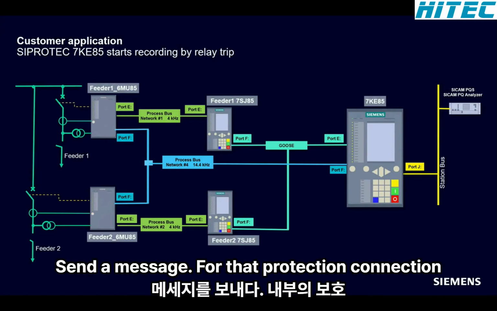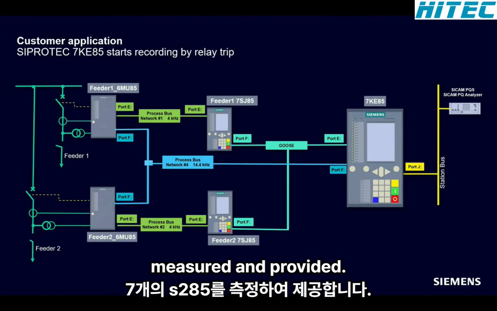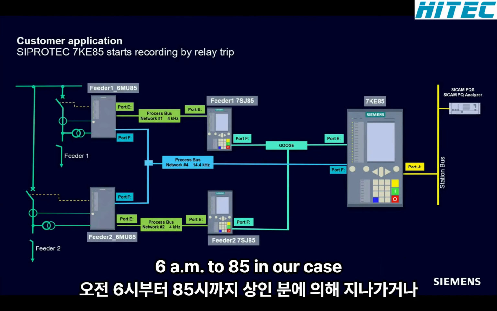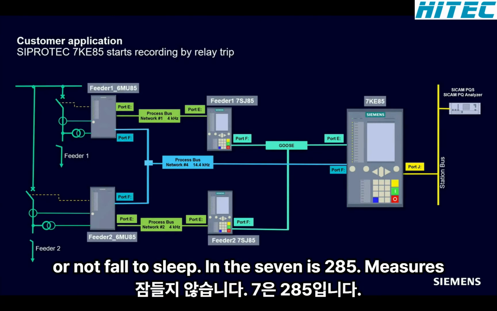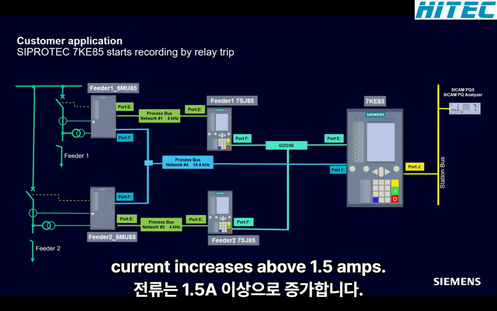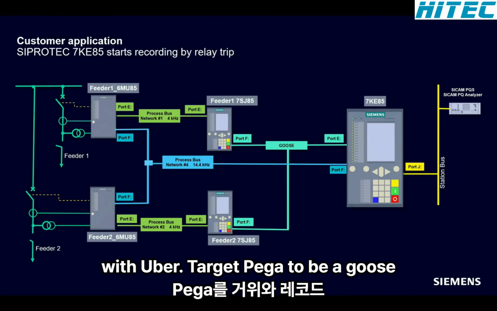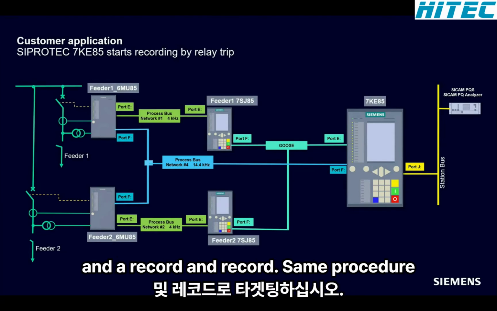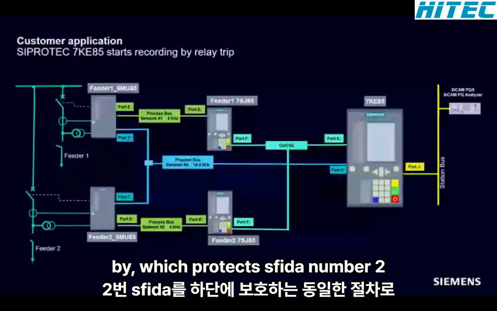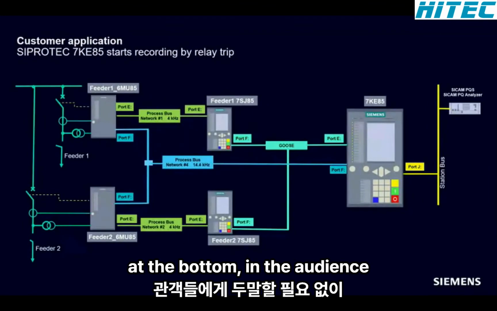The sampled measured values for the protection function inside the 7SJ85 are measured and provided via process bus by the merging unit 6MU85, in our case on a 4 kHz stream. When the 7SJ85 measured current increases above 1.5 amps, it trips, and when the definite time is over, it will operate the circuit breaker. The trip signal will be sent via GOOSE to the 7KE85 and cause the fault recorder to start a fast-scan record. Same procedure for the 7SJ85, which protects the feeder number 2 at the bottom.